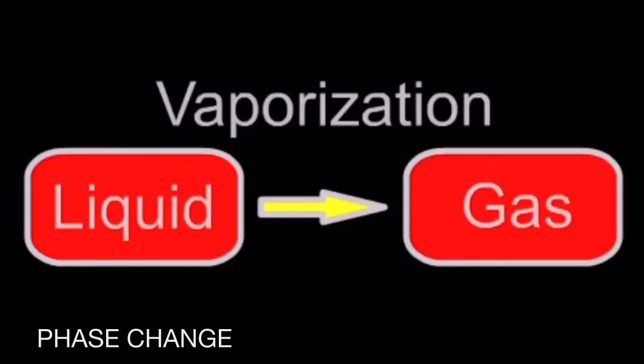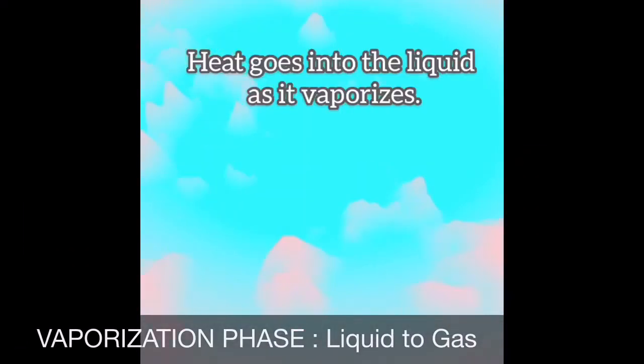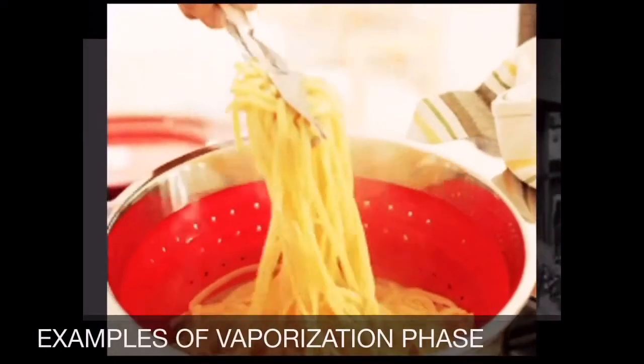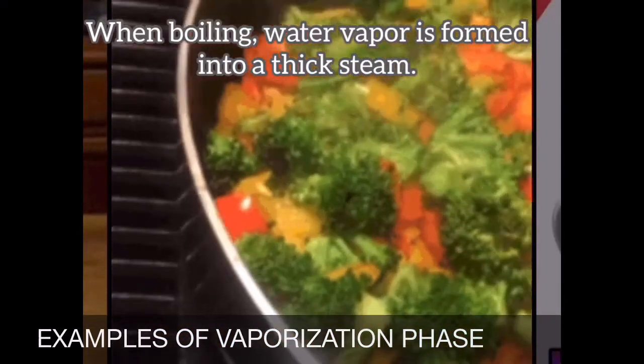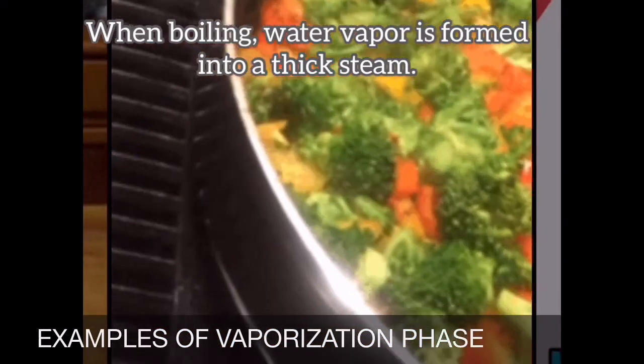When the liquid turns into gas, it's the vaporization phase. During vaporization phase, heat goes into the liquid as it vaporizes. Water is vaporized when it is boiled on the stove to cook some pasta or your favorite vegetables, and much of it forms into a thick steam.